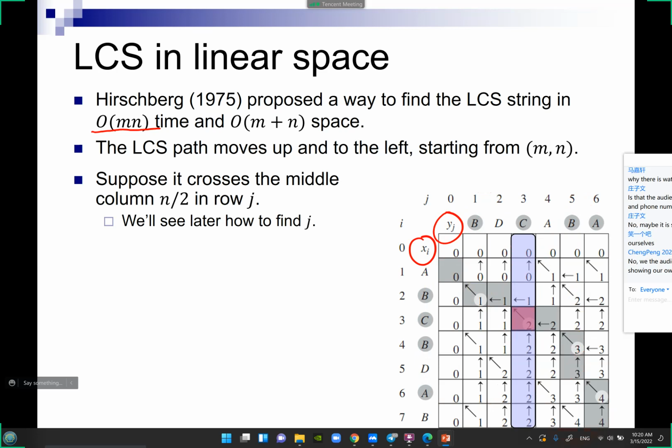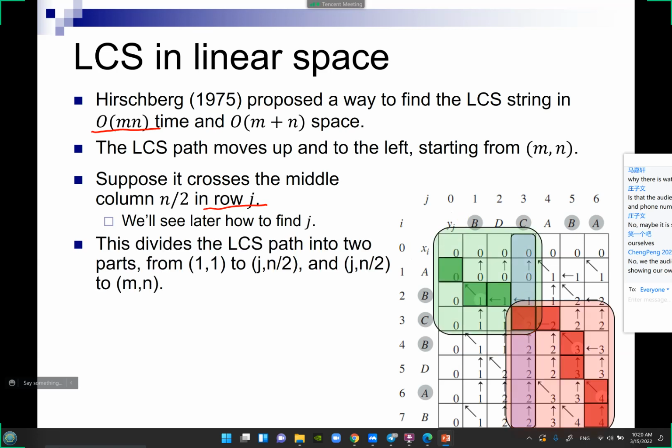So what we need to do is to have some way to solve each of these problems. Meaning that given a big matrix like this, if we chop it down the middle, we have to know where the path is going to cross this middle column over here. We're going to call that the crossing point, and we're going to call that row J.